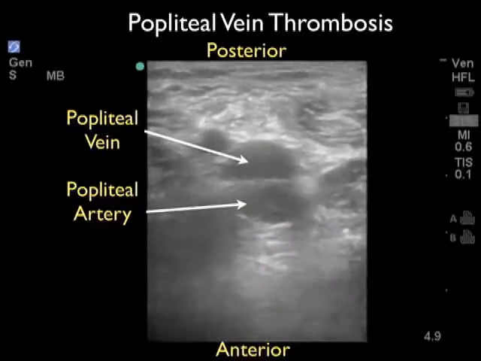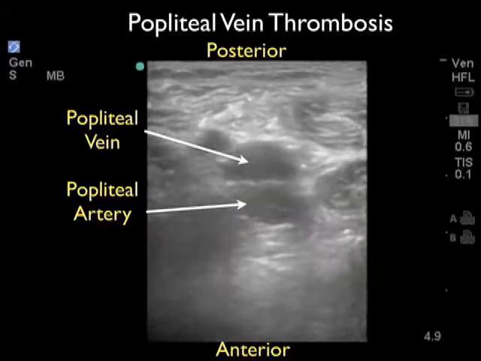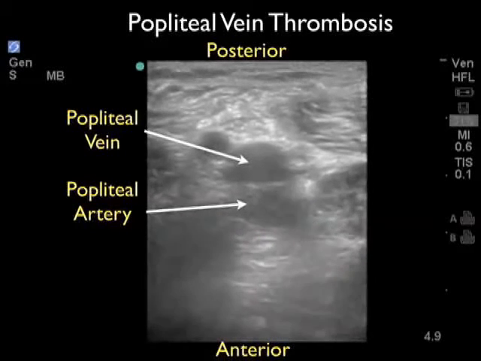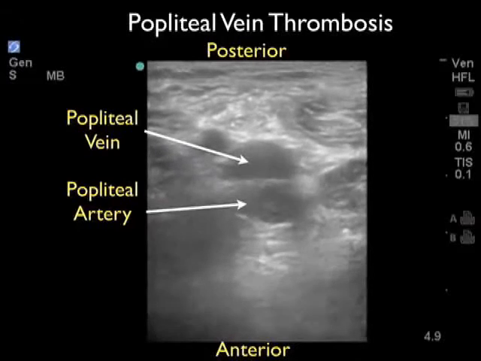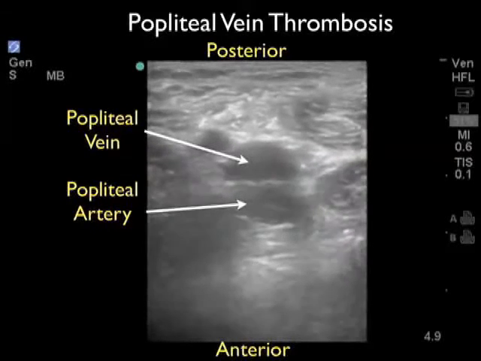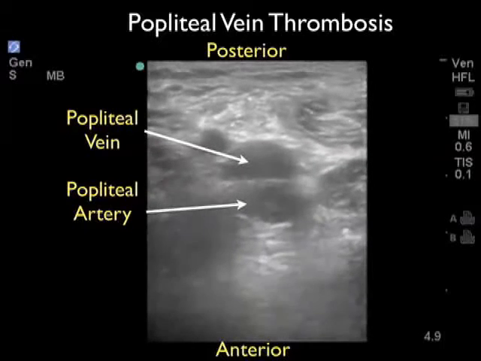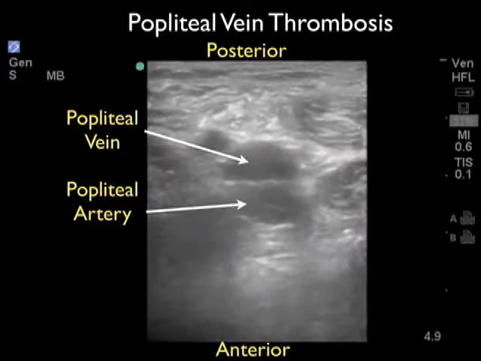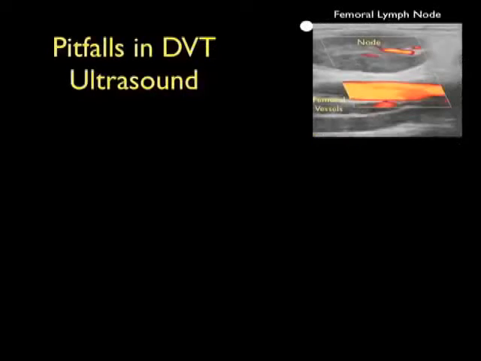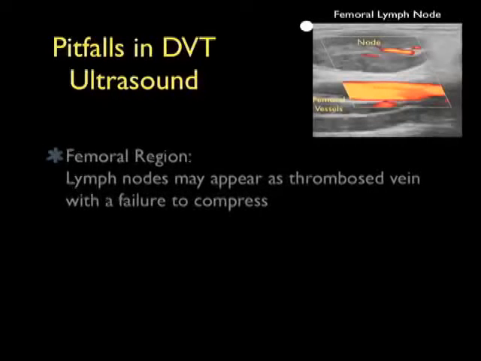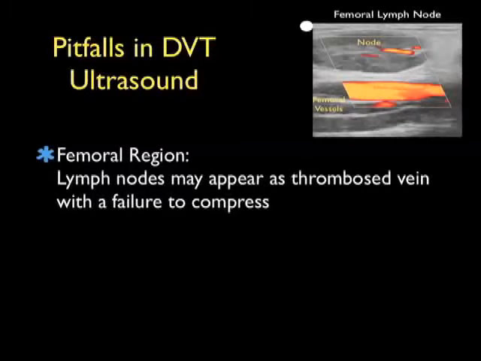Now what's interesting, in contrast to other clips in this module, we don't really identify the swirls of echogenic clot within this popliteal vein. Thus, this was an older clot that had been more organized with time, giving a darker appearance, more hypoechoic in nature. Now let's turn to a discussion of some potential pitfalls within DVT ultrasonography.